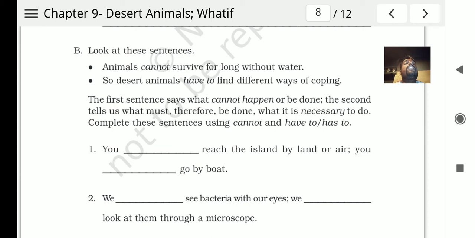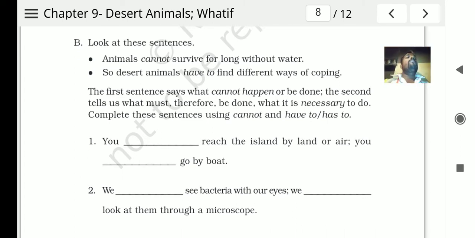You cannot reach the island. Here the s is silent, that you have to understand. You should not read it like Iceland, that is the wrong pronunciation of this word. You have to pronounce it as island. You cannot reach the island by land or air. You have to go, here you have to fill up have to. You have to go by boat. So this is the correct one.